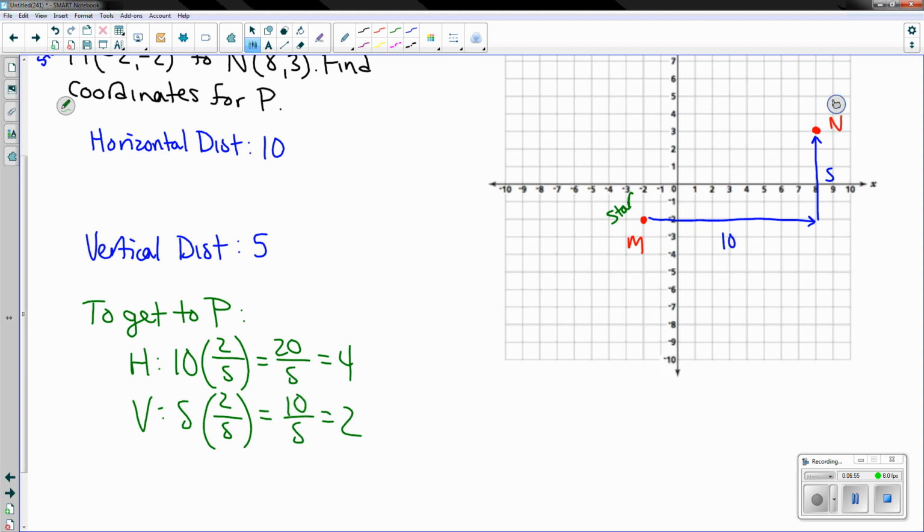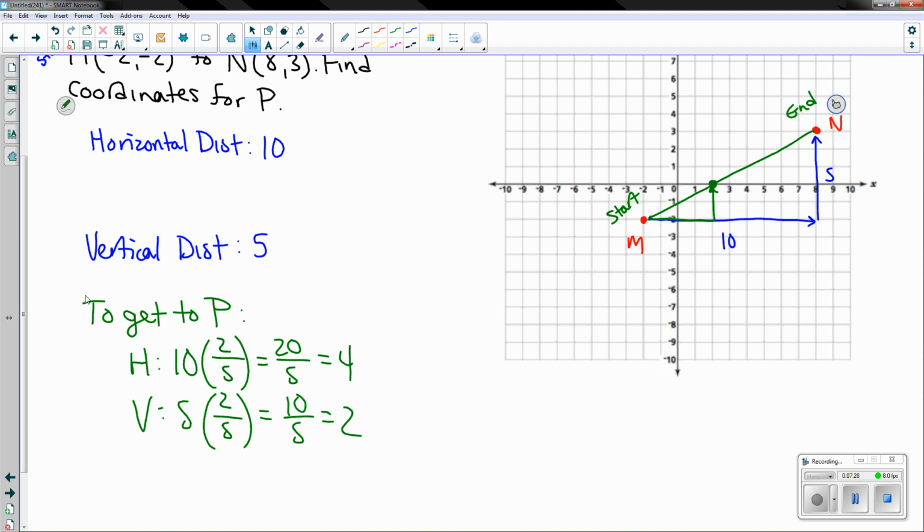So start at M, because 2/5 of the way from M to N is different from N to M. And we'll take a look at that in a second. But going from M to N, I know I have to go 4 units horizontally and then 2 units vertically. And if I plot that point there, it does indeed look like that point is about 2/5 of the way from M to N. And I can see that it does fall on the segment MN.